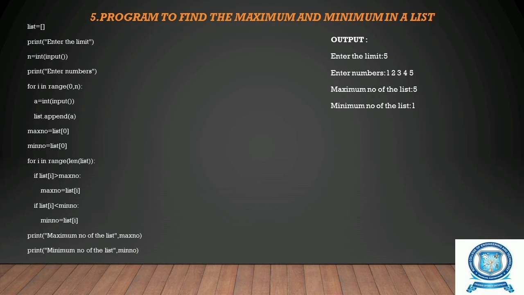Then using this for loop we are going to get the length of the list and we are checking if this list of i is greater than the maximum number, then maximum number is equal to the list of i. Okay. So, if it is less than minimum number, then it is the minimum number. So, that will be the smallest number in the list. So, then we are printing the maximum number and minimum number here. So, this is how we will receive this output.